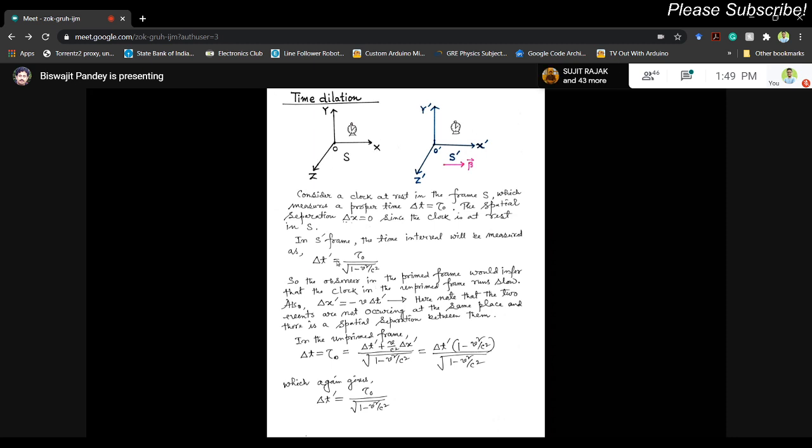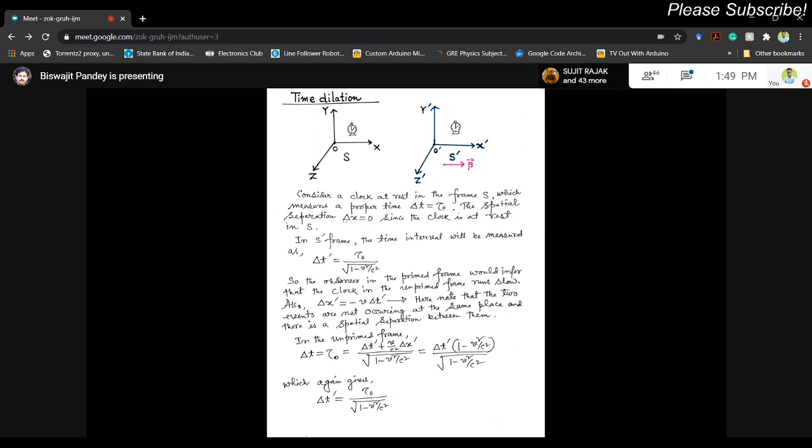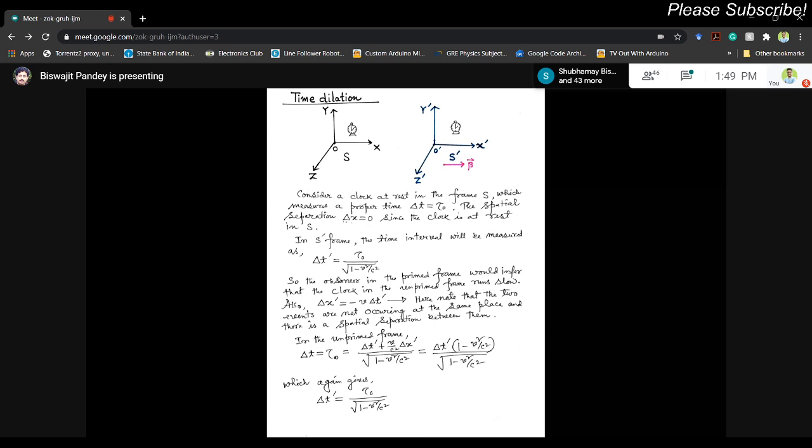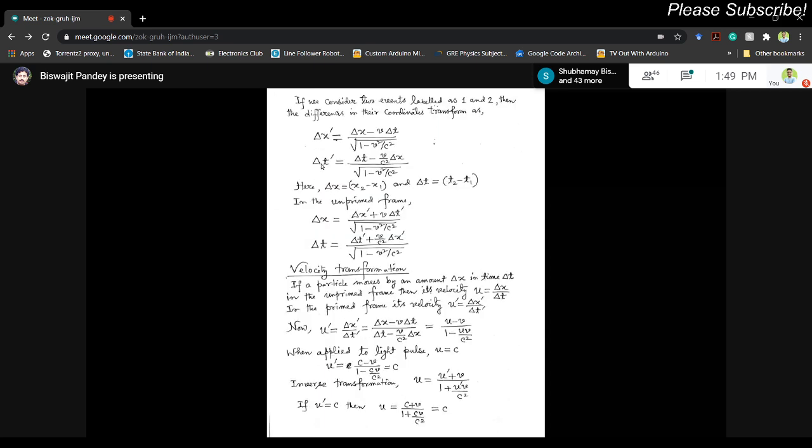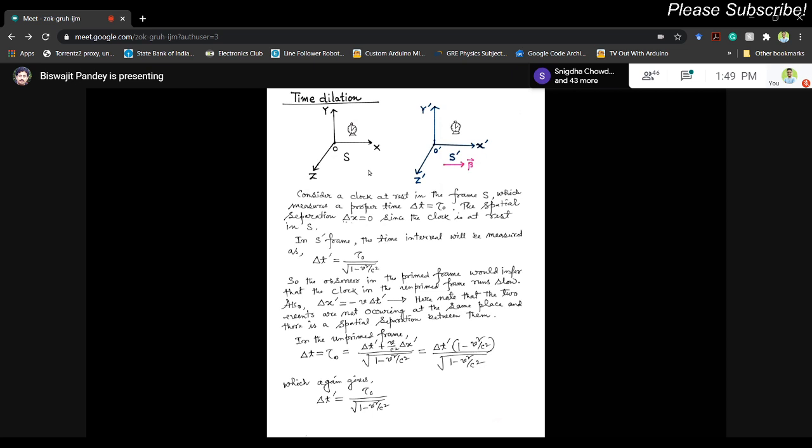Since both the equations are obtained from two transformations, one is delta t prime and the other is delta t. Here you see this one, delta t prime and delta t. Both are the inverse transformation of each other, so I should have the same conclusion. If conclusions are different, then it is meaningless. That is what I tried to explain in this slide.